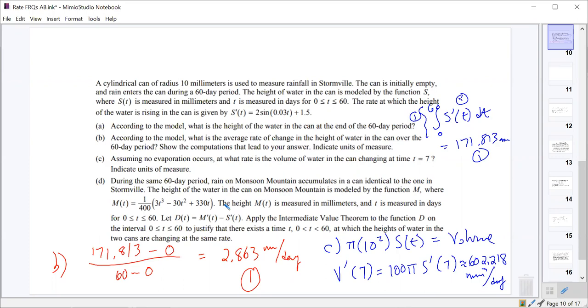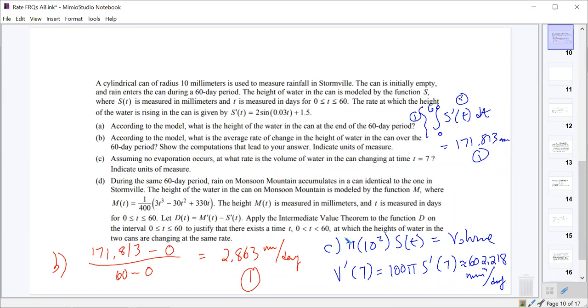And they're giving us this function, capital D of t, which is M prime minus S prime. And we'll note that they're giving us M rather than giving us M prime here. M is the height. Up here, we're given S prime, which was the rate. But for this one, we're given the actual height function. So then it says we want to apply the intermediate value theorem to the function D on the interval 0 to 60 to see if there exists a time where the heights are changing at the same rate.